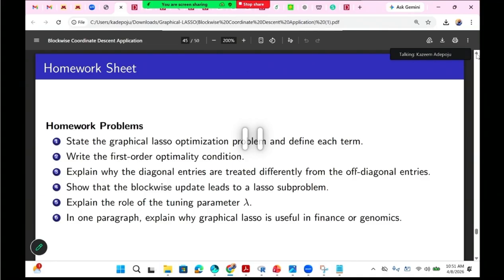Show that the blockwise update leads to a lasso subproblem. Explain the role of tuning parameter lambda in one paragraph. Explain why graphical lasso is useful. I think I provided the solution here.